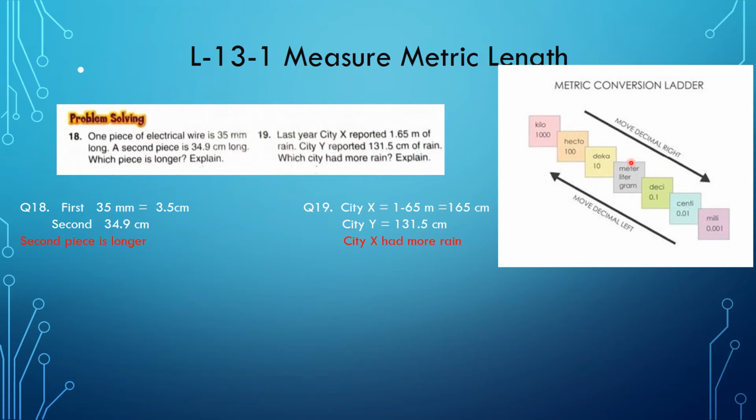Then meter to centimeter, go down 1 and 2 steps. Then it moves to the right. Then this decimal, 1 and 2. What is the answer? 165 centimeter, and city Y is 131.5 centimeter. That means the city X has more rain.